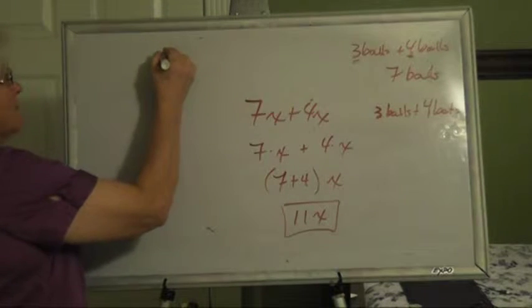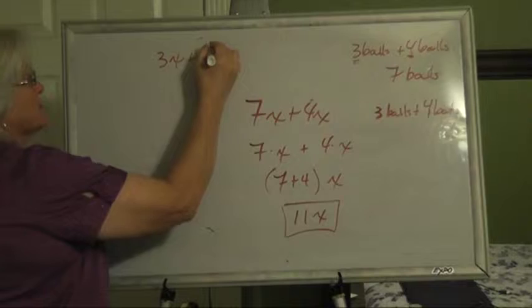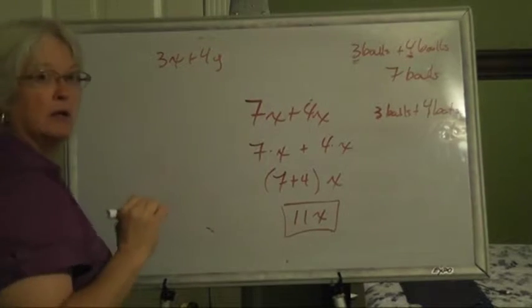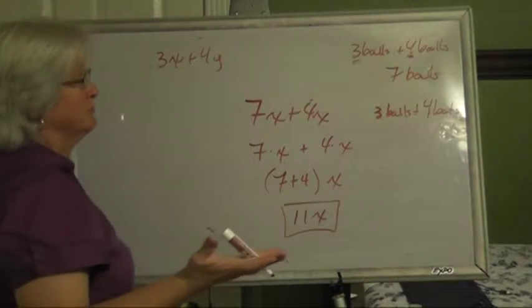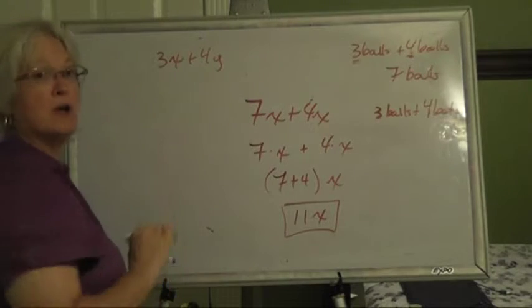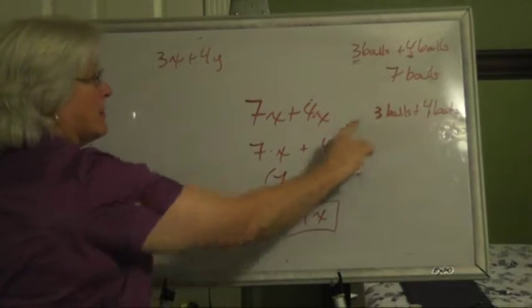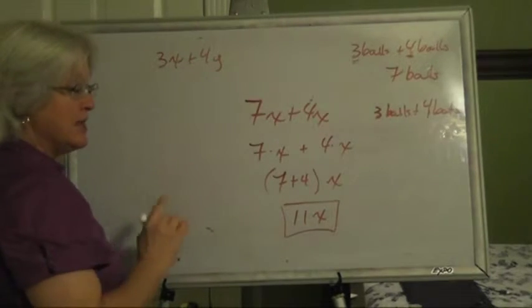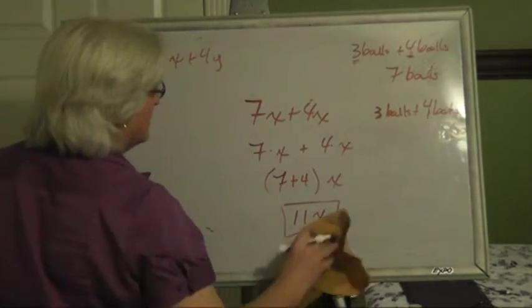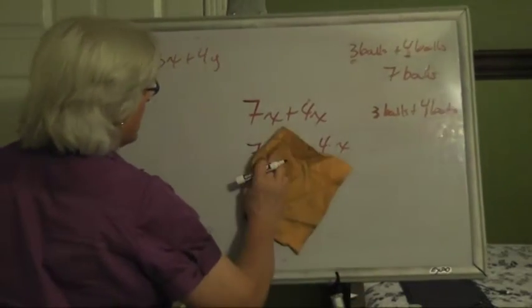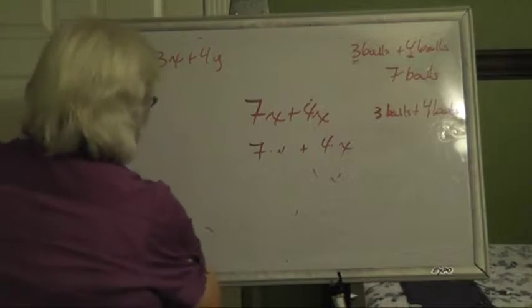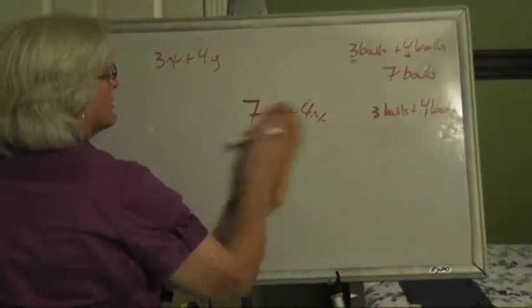So if we have 3x plus 4y, can you combine those together? No, x's and y's are different, just like balls and bats are different. So this is what you do when you are doing what they call combining like terms. Let me make sure I don't knock this off.